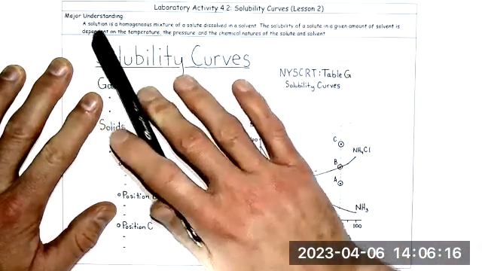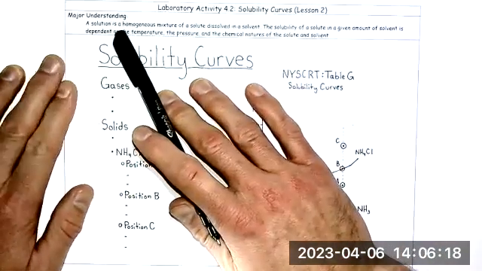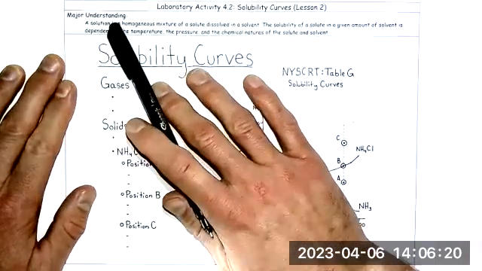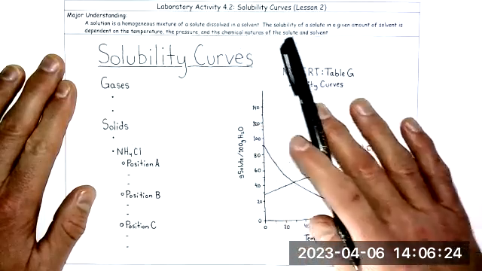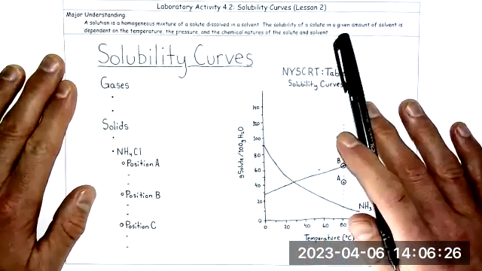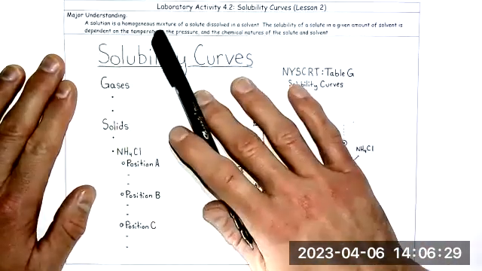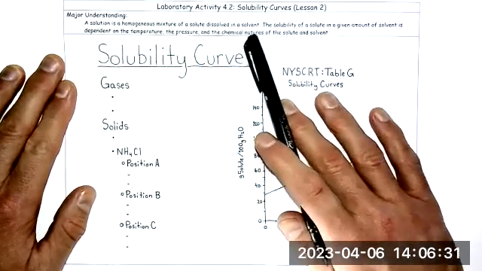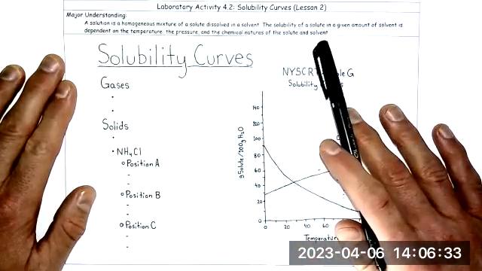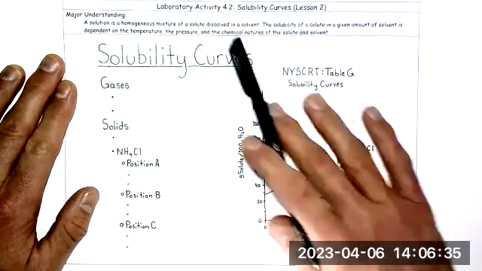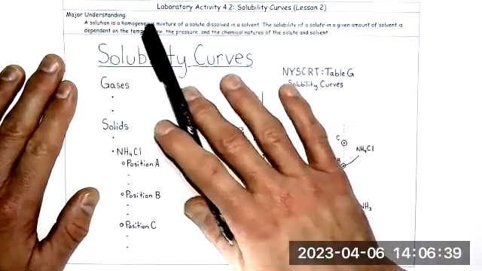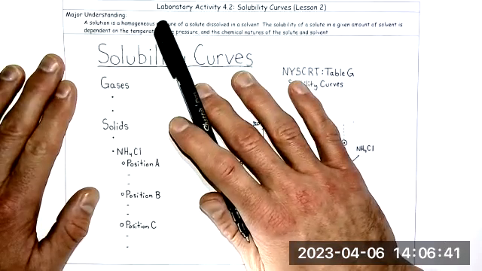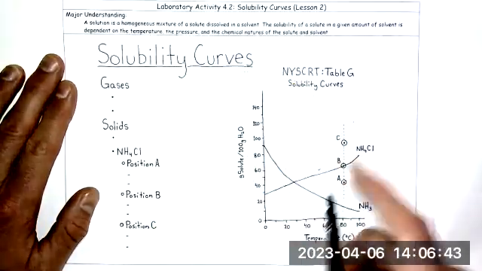And so we're dealing with the same major understanding from the previous content lesson, which is that a solution is a homogeneous mixture of a solute dissolved in a solvent. The solubility of a solute in a given amount of solvent is dependent on the temperature, the pressure, and the chemical natures of the solute and solvent. So previously we talked about the chemical natures of solute and solvent. Today we're going to focus particularly on temperature and how that impacts solubility.